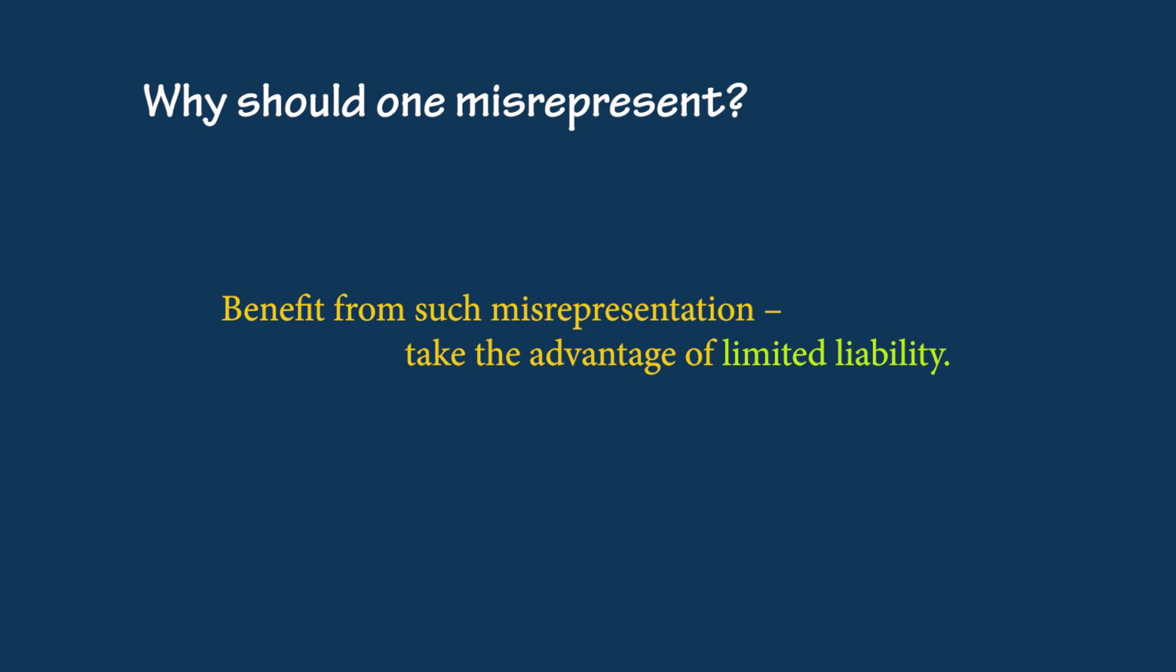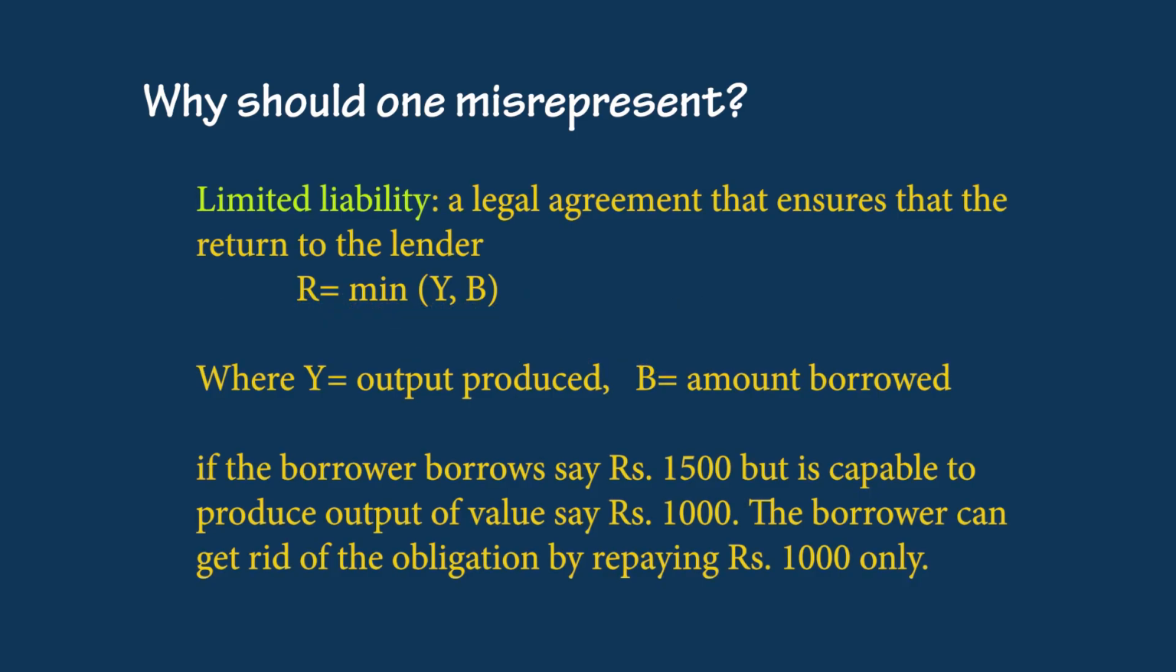Why can that happen? The major reason for that is the presence of what we know as limited liability. Now, what is limited liability? Limited liability is a legal agreement that ensures that if Y represents the amount of output produced and B the amount borrowed, then the return to the lender R is actually the minimum of Y and B. That means if the borrower borrows say rupees 1,500 but is capable of producing output of value say 1,000, then the borrower can get rid of her entire liability by paying only rupees 1,000.